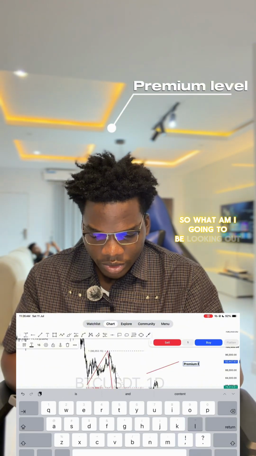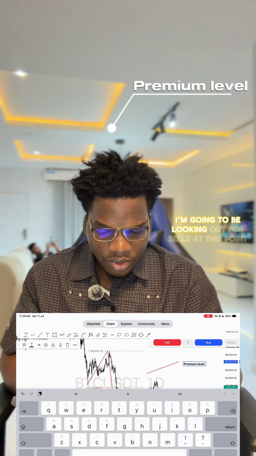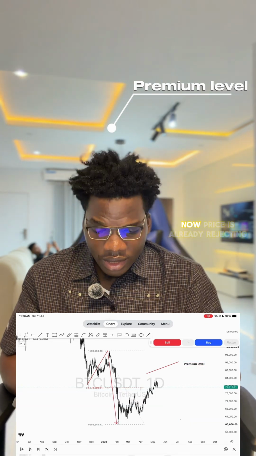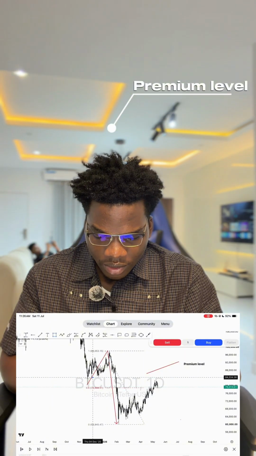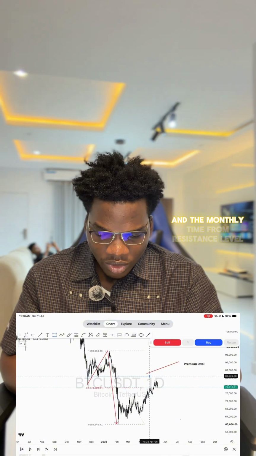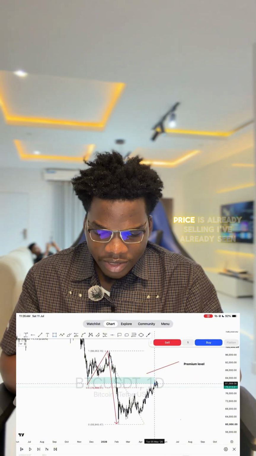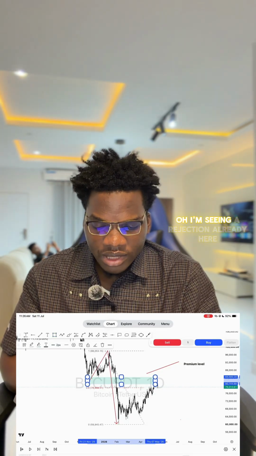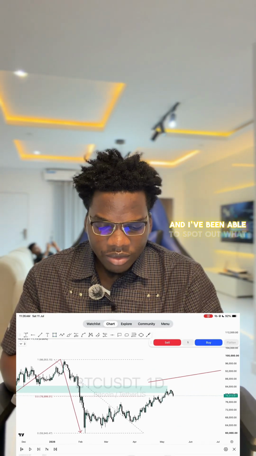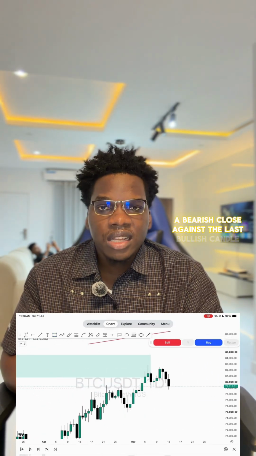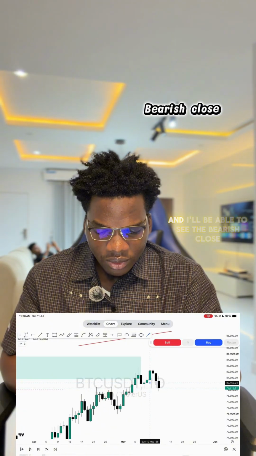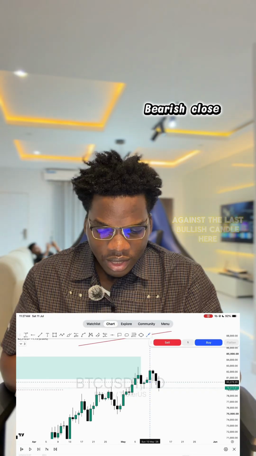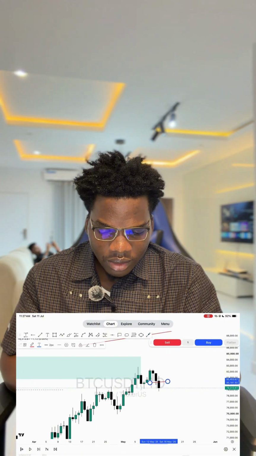So what am I going to be looking out for here? I'm going to be looking out for sells at this point. Now price is already reacting from this daily breaker here and the monthly time frame resistance level. Price is already selling. I'm seeing a rejection already here, and I've been able to spot a bearish close against the last bullish candle here.